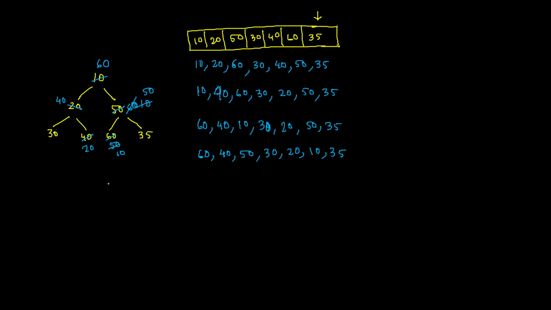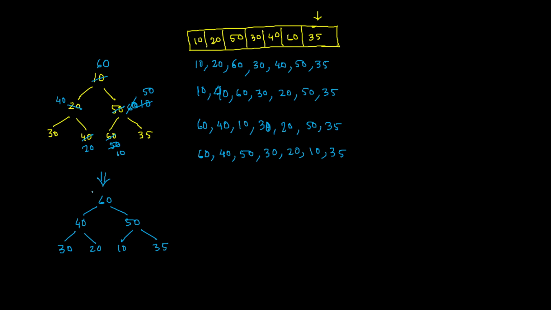Right? So ultimately the newly created complete binary tree, which is going to be the max heap, is actually something like 60, on this side 40, on this side we have 50, on this side we have 30, on this side we have 20, on this side we have 10, and on this side we have 35.